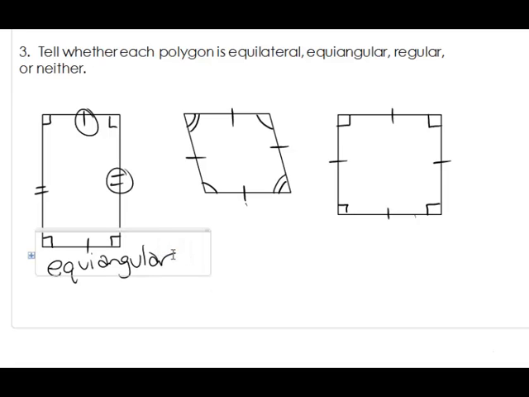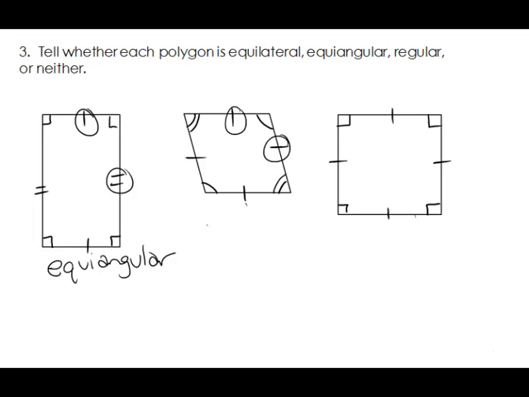Okay, the next one. If you look at the sides, they all have that single dash, so all the sides are the same, so that's equilateral. But as far as the angles go, this one has a double arc, this one has a single arc, so those are different measures, so it's not equiangular.